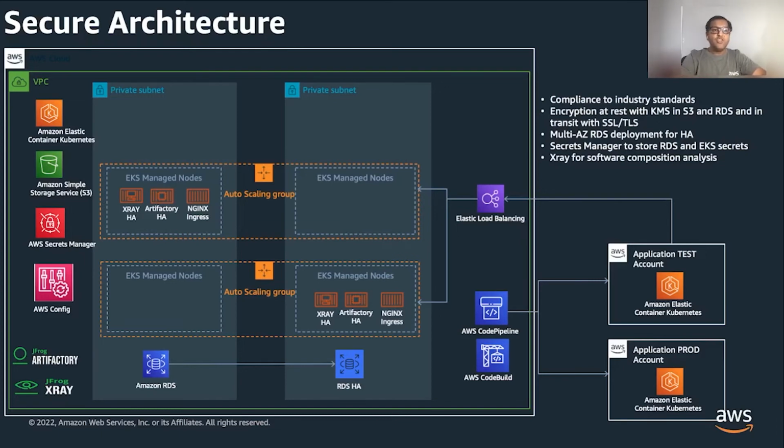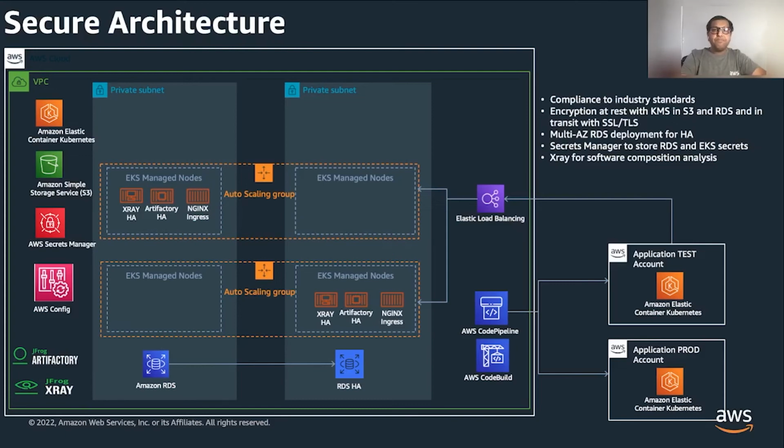This is the secure architecture using JFrog Artifactory and JFrog Xray with AWS. Components which are deployed on AWS, for example, CodeCommit, CodeBuild, and CodeDeploy, all of the components are compliant to industry standards, including ISO 27001, SOC, and others.